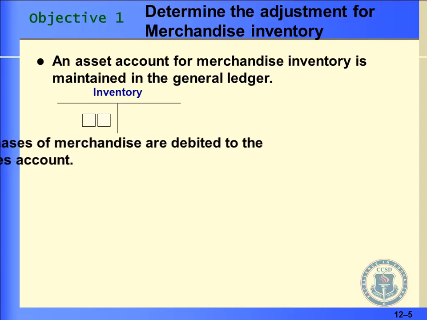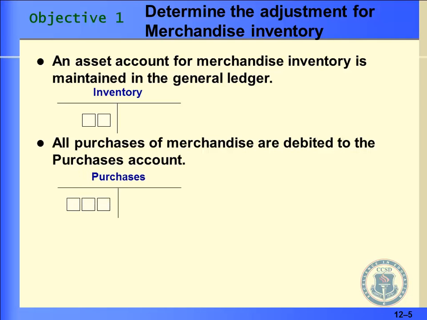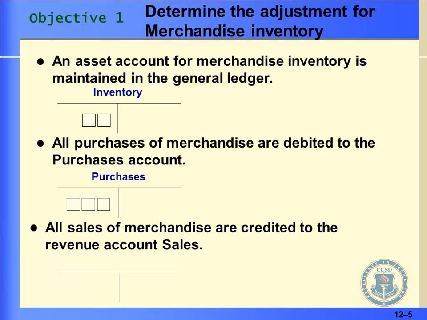And we have this little inventory here. And for all purchases of merchandise that are debited to the purchase account, and all sales of merchandise are credited to the revenue. So we bring inventory in, and purchases are going to be a debit, sales are going to be a credit. Are we getting that?